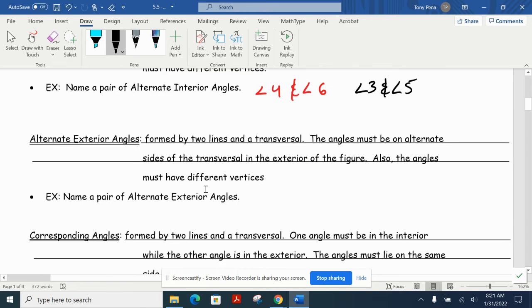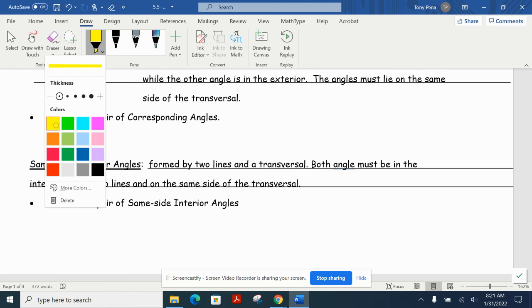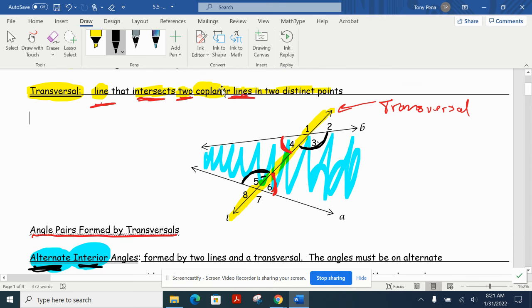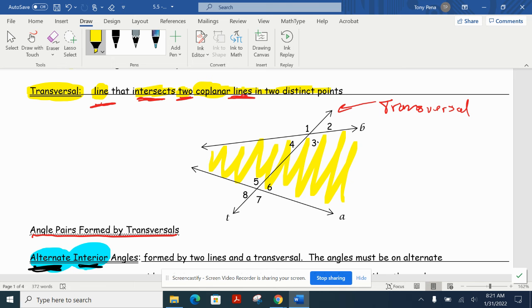All right, next one, alternate exterior. Actually, let me do this while I have it shaded. Go to this definition here, where it says same side interior angles. It'd be good to compare and contrast with the ones we just did. Again, what this is telling us is we need to be inside of the two lines. That's the stuff I have shaded in blue. So let me erase all of this. Here's inside of the two lines that the transversal is running into. We now want them to be on the same side of our transversal.